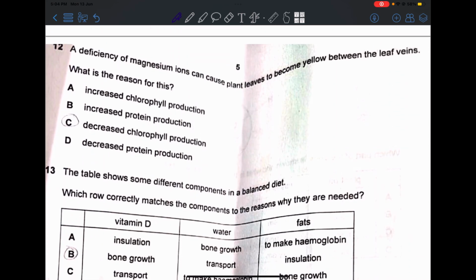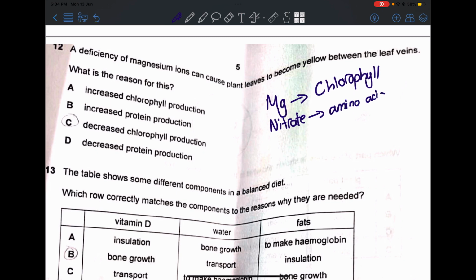12. A deficiency in magnesium ions can cause plant leaves to become yellow between the leaf veins. What is the reason for this? Now we know that, of course, there's no increased chlorophyll production. We know that magnesium is going to be used in the chlorophyll, and we know that nitrate is going to be used in amino acids. So we're going to be choosing an answer where there is reduced chlorophyll because there is reduced magnesium.